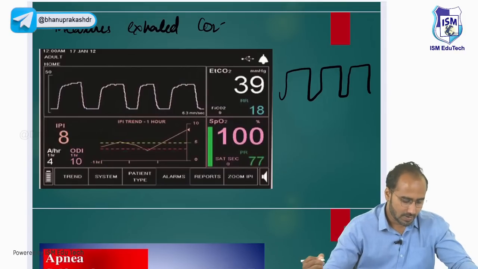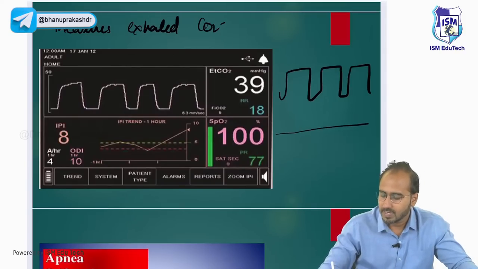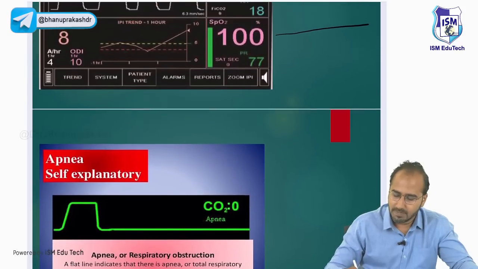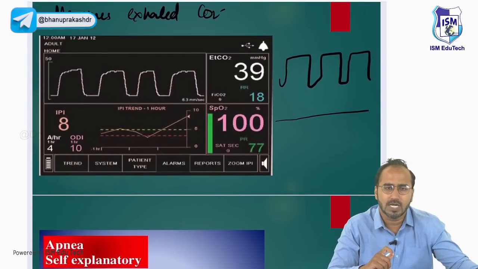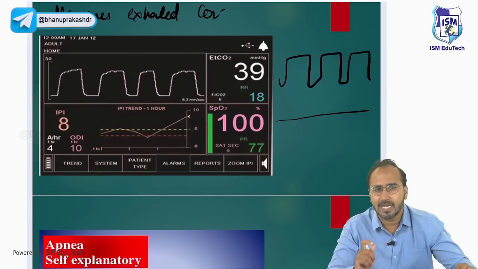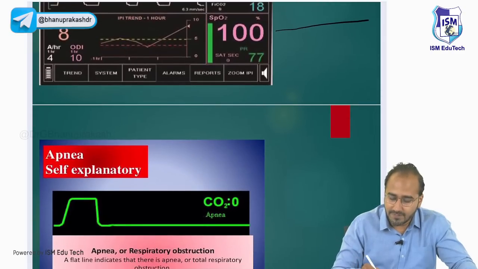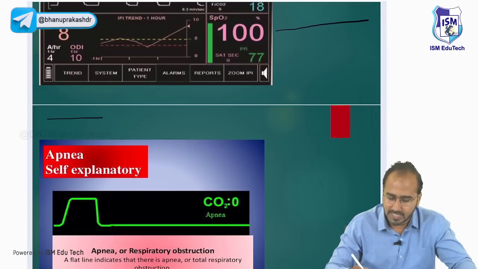Now, what we need to remember is, a flat line in the capnograph indicates what? Remember, it measures exhaled carbon dioxide. After intubating, you connect the endotracheal tube to a capnograph. You will get this kind of graph if you are inside the trachea. But after connecting the capnograph, if you see a flat line, what does it indicate?